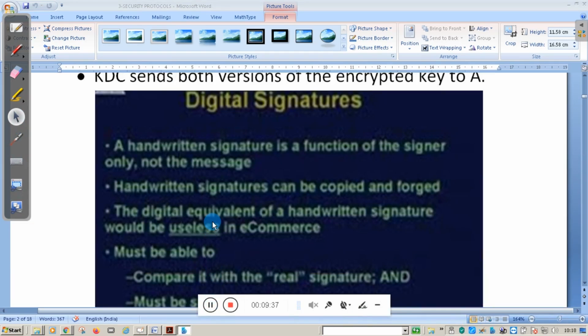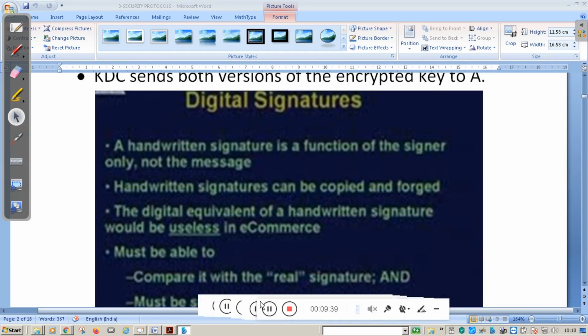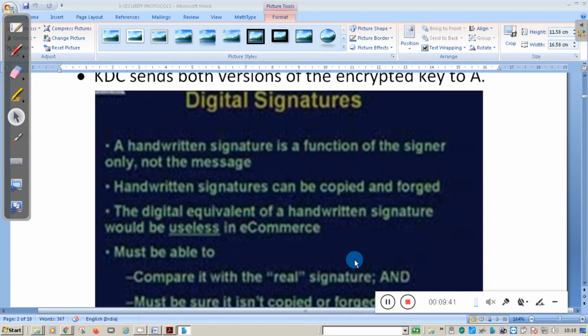Now the next concept is digital signature. You know, digital signature, or the other name, authentication. Authentication is very important. When A wants to send a message to B, B should be able to verify that the message is sent by A only. A is the authenticated person. So here the secrecy of the message is not important, but authentication is important.